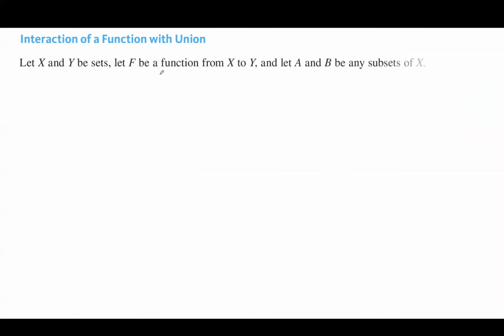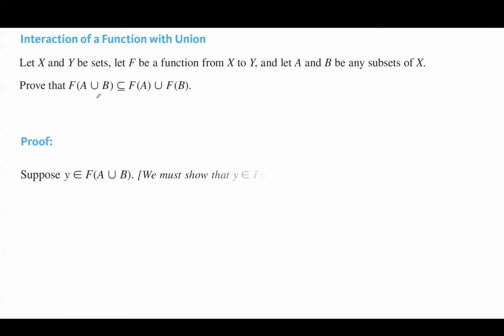Interaction of a function with union. Suppose X and Y are sets. Let f be a function from X to Y, and let A and B be any subsets of X. We can prove that f of A union B is a subset of f of A union f of B. We're going to use the definition. We're going to take an arbitrary value in f of A union B and show that it lands in the union of f of A and f of B.